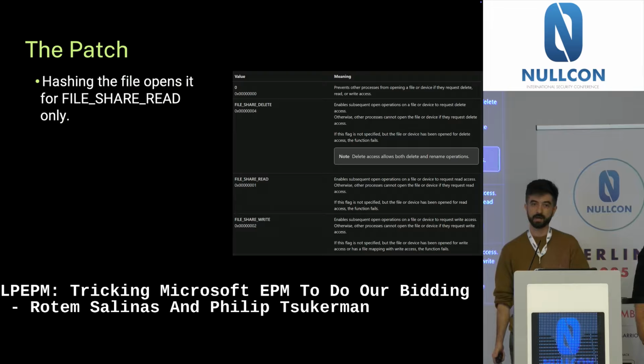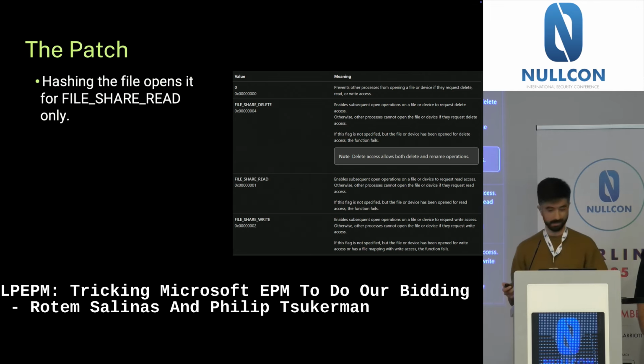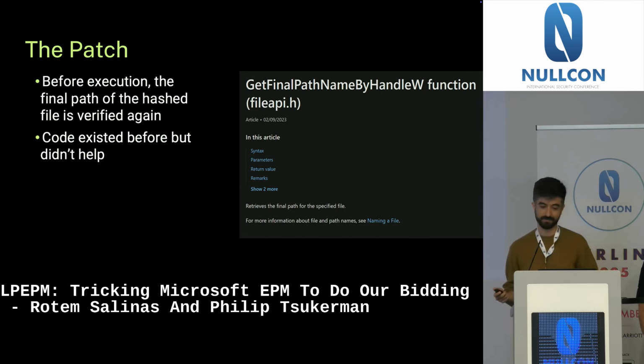So now Microsoft EPM starts opening the files for hash validation with share read only, meaning that you can't overwrite the file, you can't delete it, and you can't move it, because moving is pretty much deletion because, well, the file does not exist in its original location. Another part of the steps taken to make this unexploitable actually existed before, but before it was kind of useless, and it is final path validation.